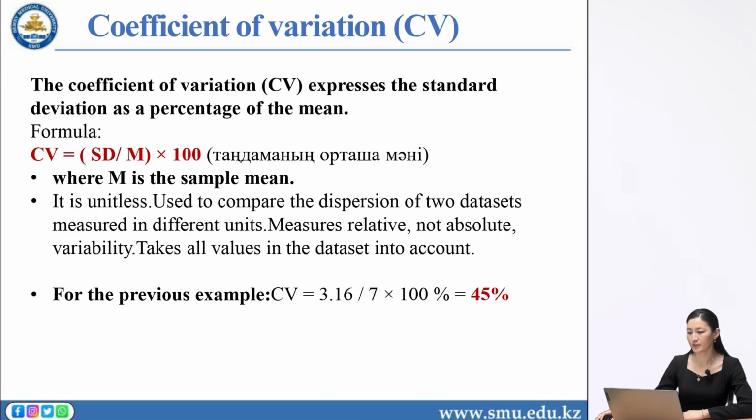Coefficient of variation. The coefficient of variation expresses the standard deviation as a percentage of the mean. Here the formula is shown, where m is the sample mean. It's unitless, used to compare the dispersion of two data sets measured in different units. Measures relative, not absolute, variability, takes all values in the dataset into account. For the previous example, coefficient of variation equal to 45%.